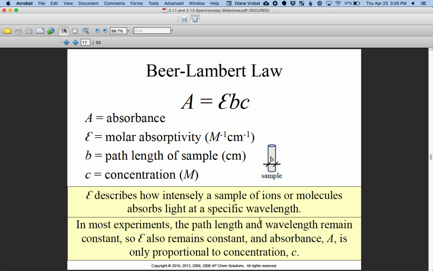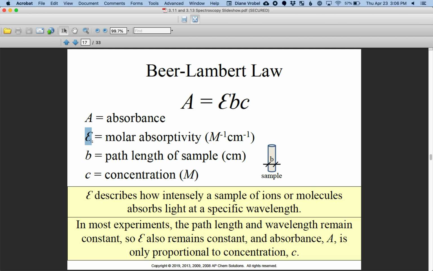Okay, so the Beer-Lambert law is probably the one piece that is really important with this section here. Notice that it is absorbance. Now, there's this symbol here, molar absorptivity. I haven't really talked a whole lot about it in the past, but I have seen AP questions that ask you to solve for it. So notice that it is molarity times centimeter, and that's the reciprocal of that. So it is possible for AP to ask you to solve for molar absorptivity.